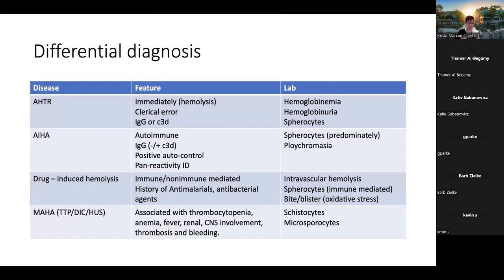For example, in an acute hemolytic transfusion reaction, hemolysis usually occurs immediately, mainly due to ABO clerical error. This is the most common cause. The patient might present differently from a patient with drug-induced or autoimmune hemolysis. Also, a patient with autoimmune hemolytic anemia may have a history of autoimmune disease, usually associated with a positive DAT for IgG, a positive autocontrol, and a pan-reactive panel.